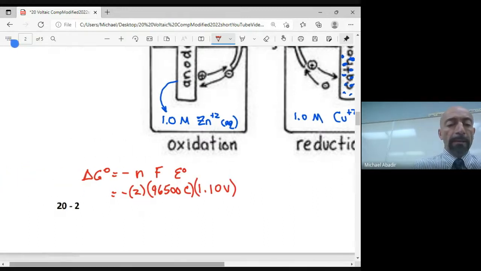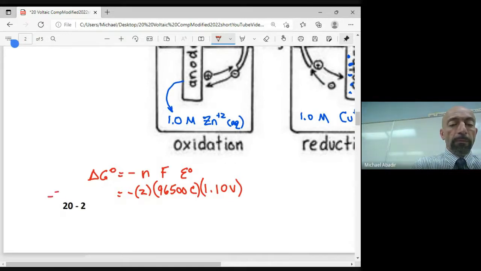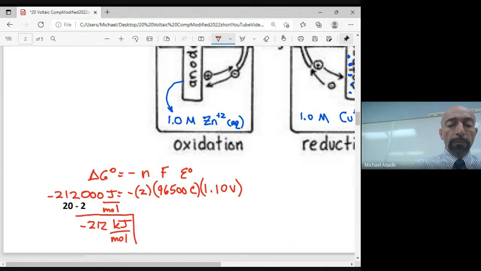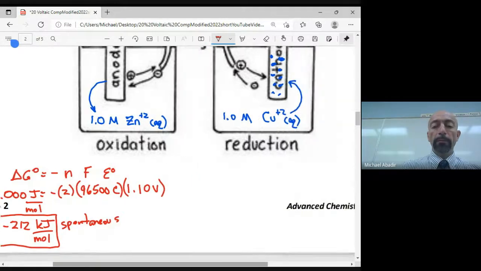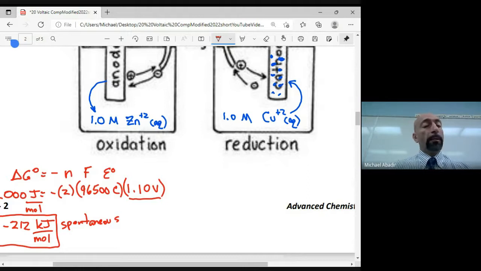Okay, when you do the math for that, you're going to get a very large number, which is negative 212,300. I'm just going to round it to 3 sig figs. So that's joules per mole. Typically, we put that in kilojoules. So we're going to put that as negative 212 kilojoules per mole. So there's your delta G for this reaction. Notice that this is a negative G, so you should understand that that tells you that the reaction is spontaneous. And we already knew that it was spontaneous as well from the voltage, because all these voltages have to be positive as well for these cells to work, because these are just spontaneous cells.